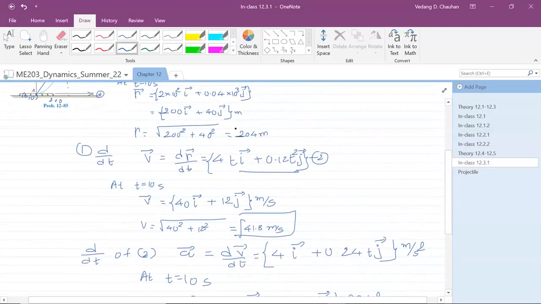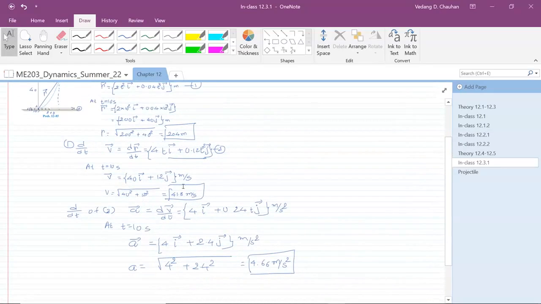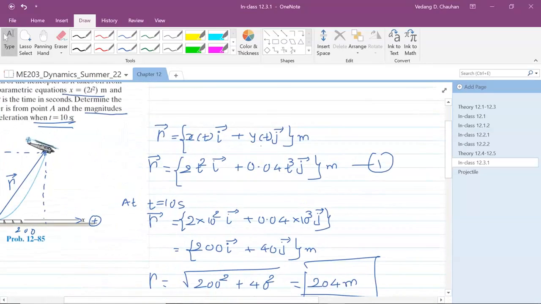So using the given position coordinates, we have calculated the position, velocity, and acceleration of the helicopter, everything at t equal to 10 seconds.